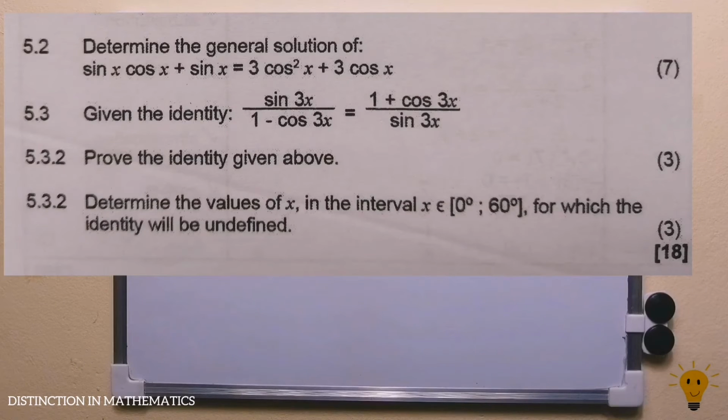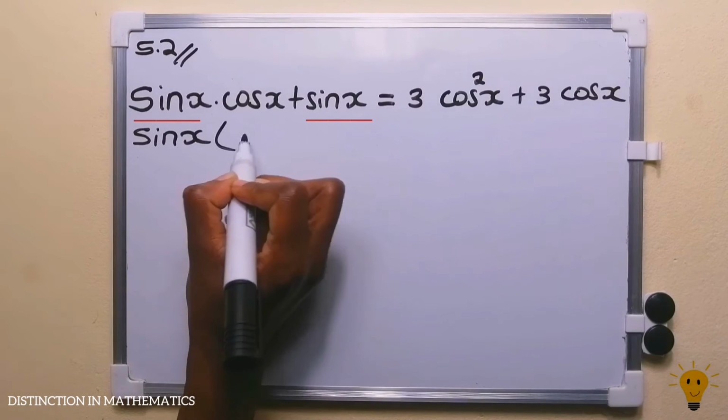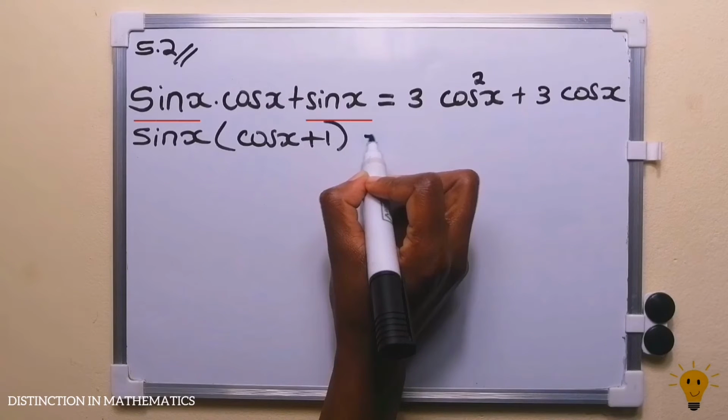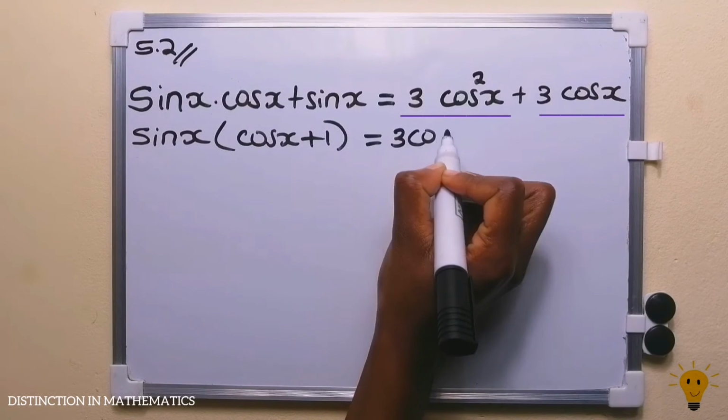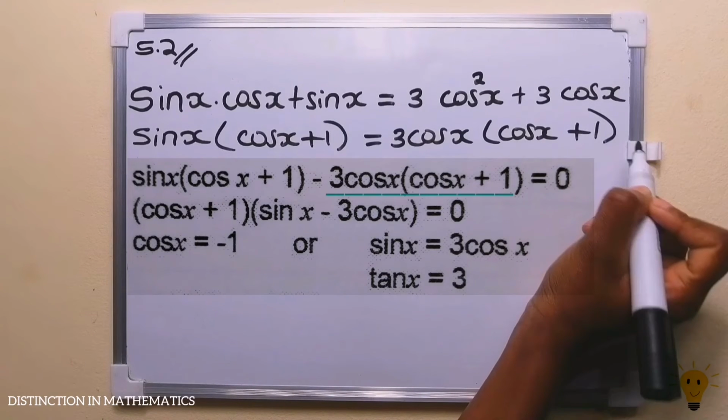Now 5.2, determine the general solution of the given equation, and this is 7 marks, so you have to show all the steps. Now if you take out sine x on the left side of your equal sign as your common factor, you'll be left with cos x plus 1. And on the right side of your equal sign, 3 cos x is common, so you'll be left with cos x plus 1. Take this to the other side of the equal sign so that your equation equals 0.